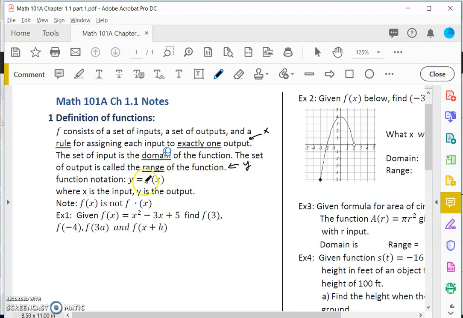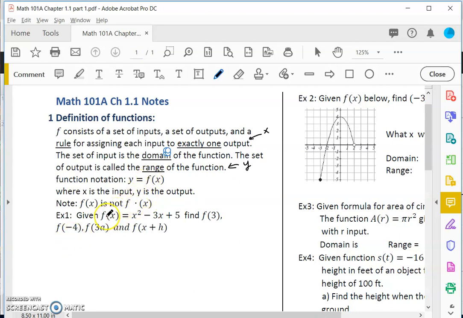And in function notation, we also use f of X to represent Y. So f is the name of the function, X is the input. If I say f of X, that means give me the output where X is the input. So Y is actually the notation for f of X. We call it function notation. And notice f of X is not f multiplied by X. F is not a variable. It's just the name of a function.